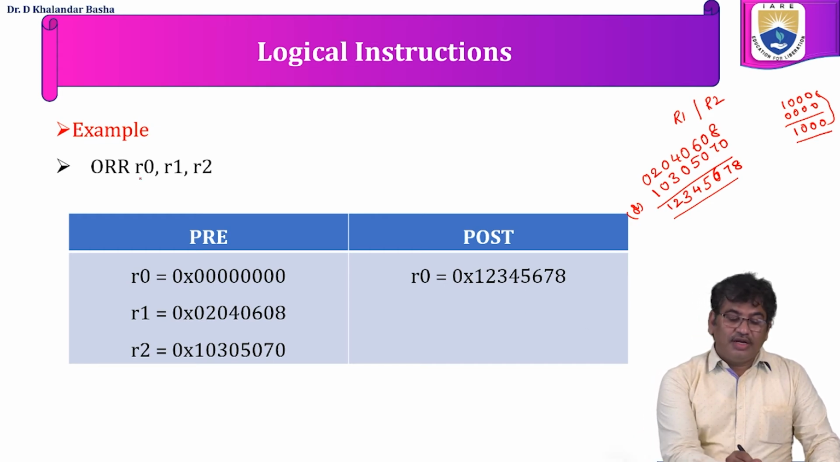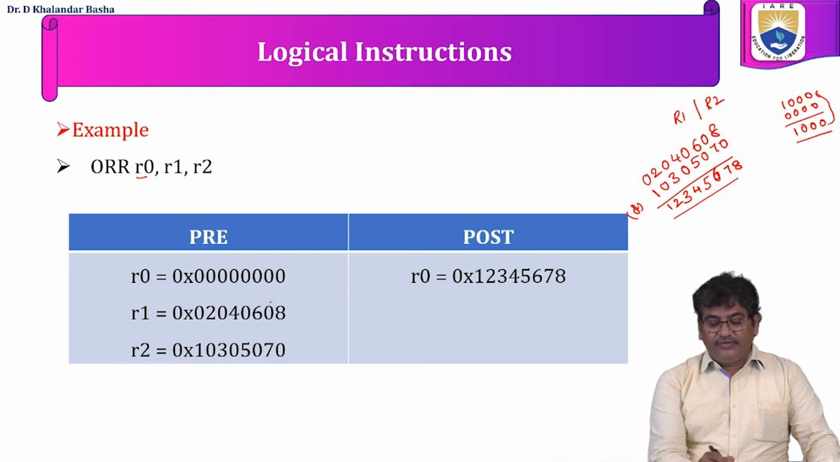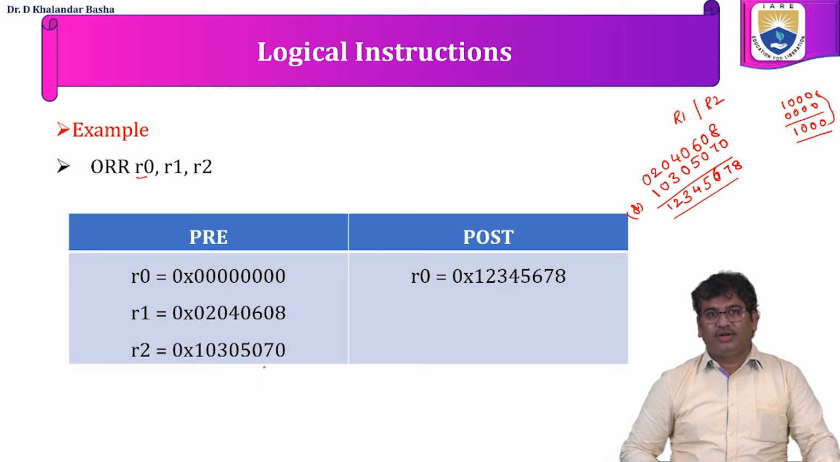That will be moved to the destination register. As S is not present, it won't update the flags in the CPSR register. So this we have to write in the 32-bit pattern. This also we have to write in the 32-bit pattern. Then we have to do the OR functionality.